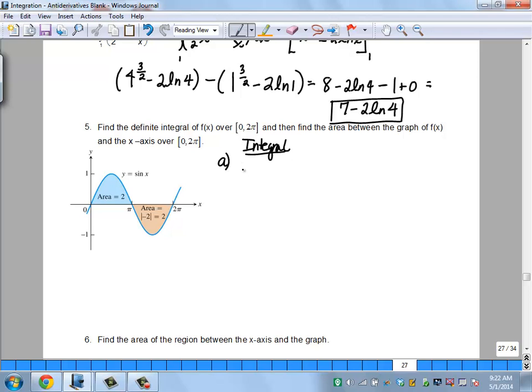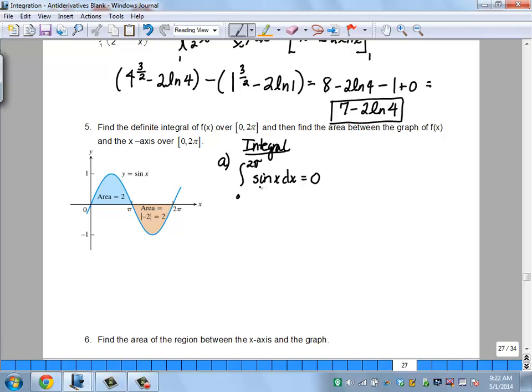So when I do that, I have the integral from 0 to 2 pi of sine x dx. So that's what we're evaluating. Okay, if you put that right in your calculator, you're going to get a 0, because this area negates this area and they cancel each other, you get a 0. Now let's do this with the first fundamental theorem of calculus to see how that works.